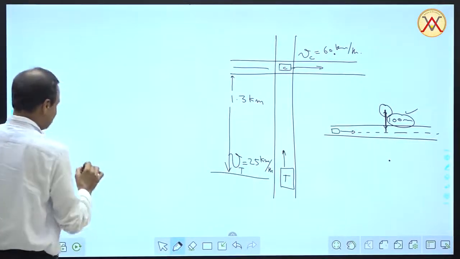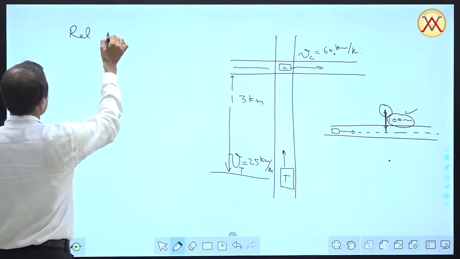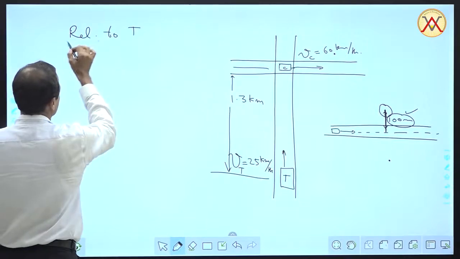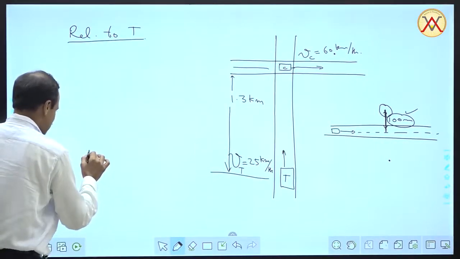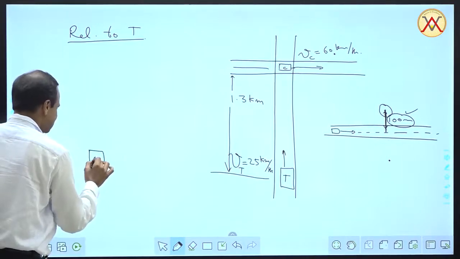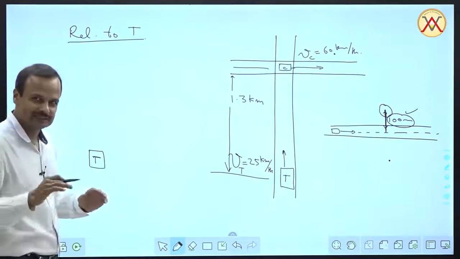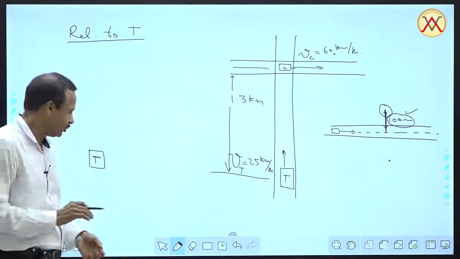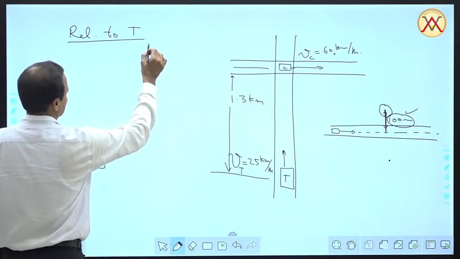Now in this frame, let me write it here. I am solving relative to the truck T. So in this frame of reference, the truck has zero velocity. Velocity of truck with respect to itself has to be 0. Okay, what will be the velocity of car with respect to truck?